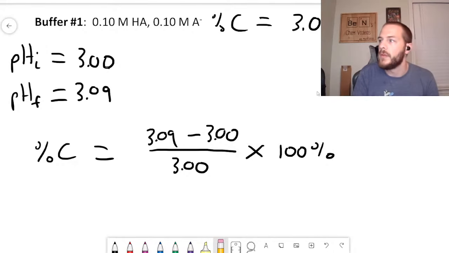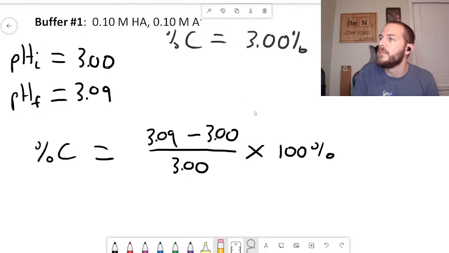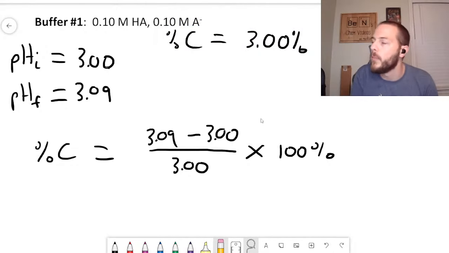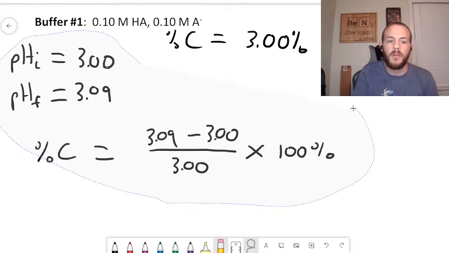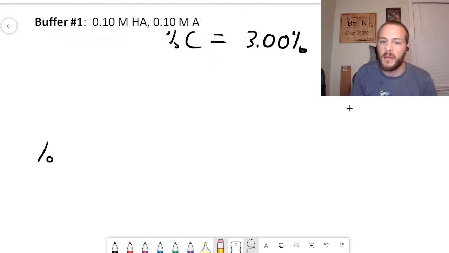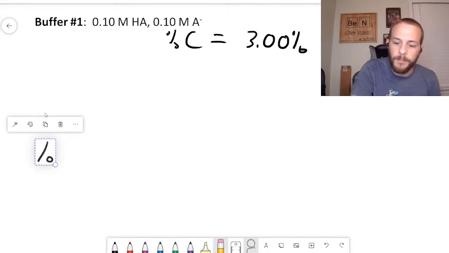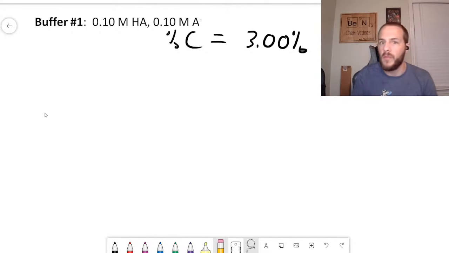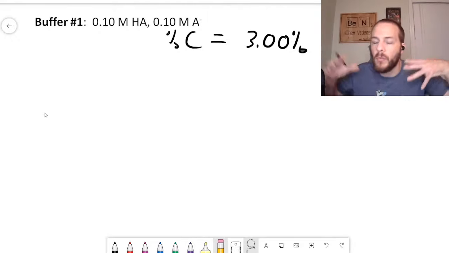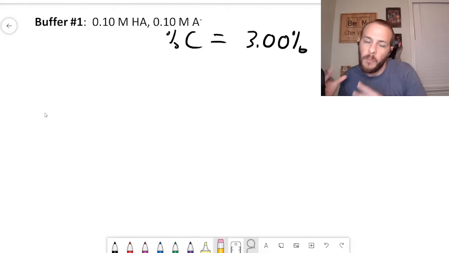So now what we're going to do, looks like I'm off the page here. I just realized that my own camera capture is in the way here, so I'll move that. There we go. Okay. So the percent change for buffer number 1 is 3.00%. So I'm going to keep that up on the whiteboard, and I'm going to erase everything else. And then we're going to do that same calculation with buffer number 2, and we're going to compare them to see how the relative amount of weak acid and weak base influences the effectiveness of our buffer.